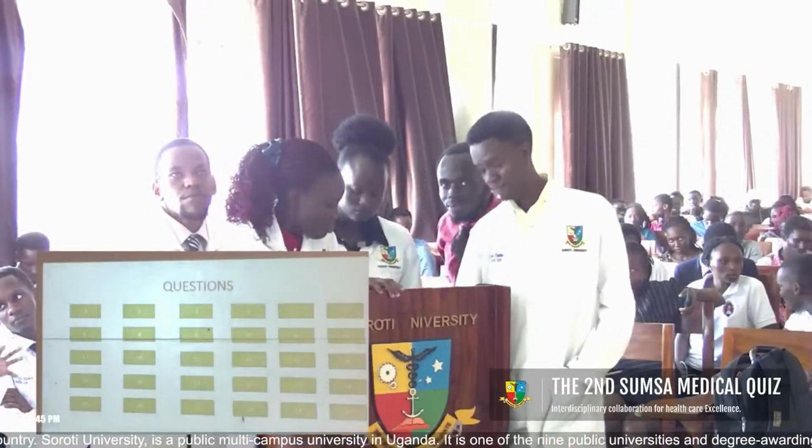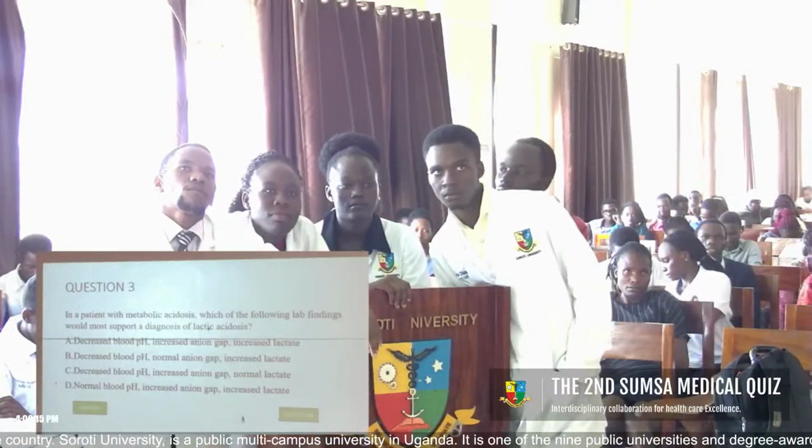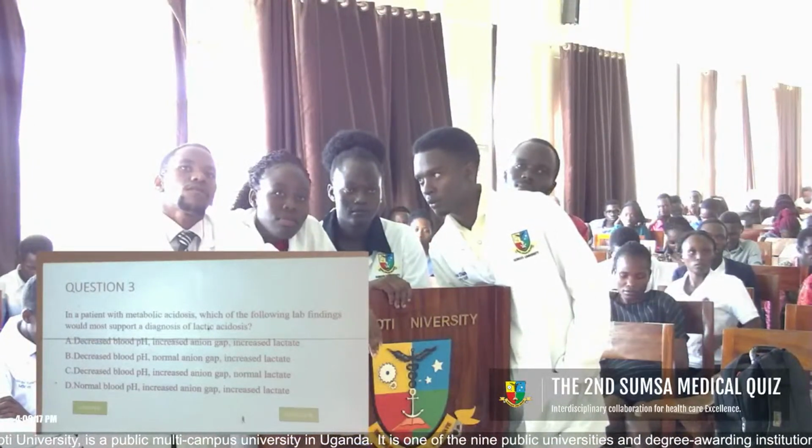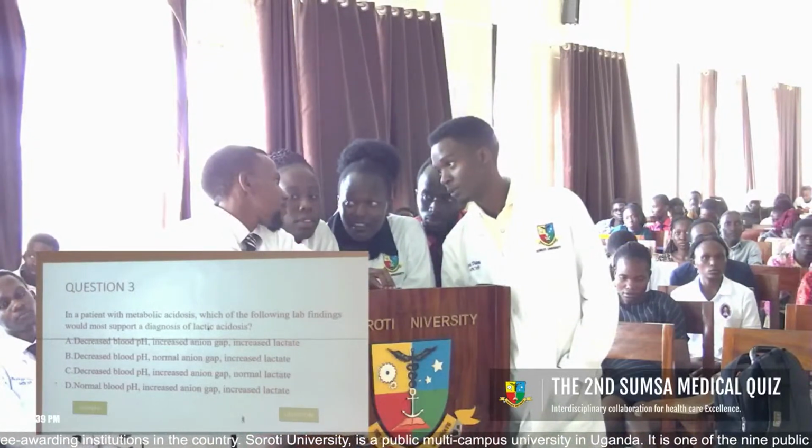First question, number 3. Which supports a diagnosis of lactic acidosis? A. Decreased blood pH, increased anion gap, increased lactate. B. Decreased blood pH, normal anion gap, increased lactate. C. Decreased blood pH, increased anion gap, normal lactate. D. Normal. A for apple. Correct.